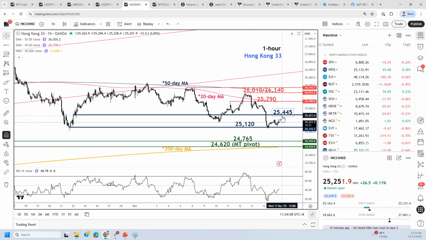Only a bullish breakout above 25,445 will negate these 3 days of bearish tone to see a potential minor rebound to retest the 20-day moving average, that is confluencing with the next intermediate resistance level at 25,790. Above it may retest the 50-day moving average that is acting as the next key intermediate resistance at 26,010, 26,140. So this level is rather important.